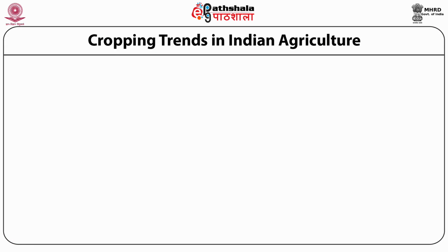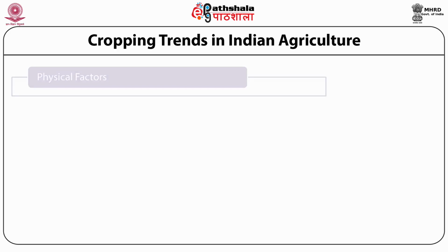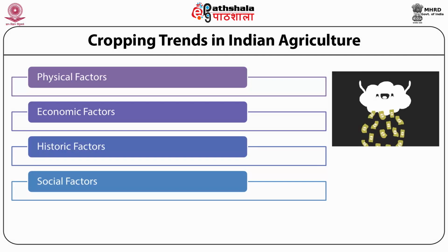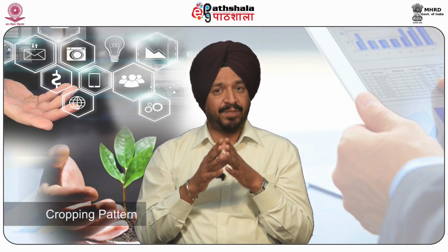Cropping trends in Indian agriculture and the factors which influence the cropping trends. These are physical factors, economic factors, historic factors, social factors, and the government policy. A variety of crops are grown in India. Cropping pattern refers to the distribution of cultivated land among different crops grown in the country. Cropping pattern reveals the nature of agricultural operations. For example, how much importance is given to the food crops, how much importance is given to the cash crops and other types of crops.